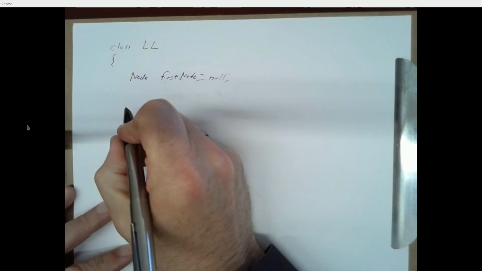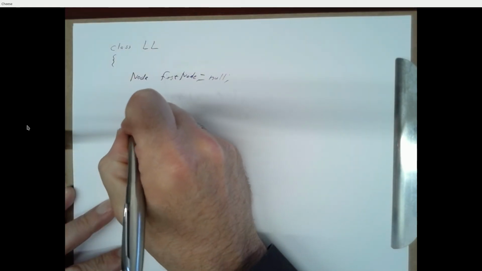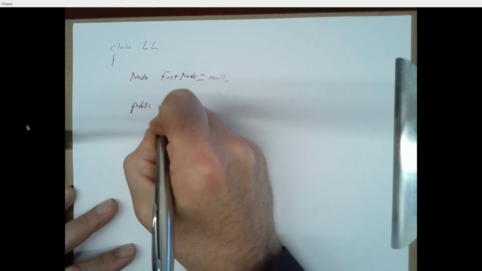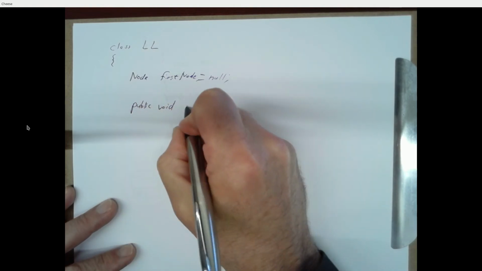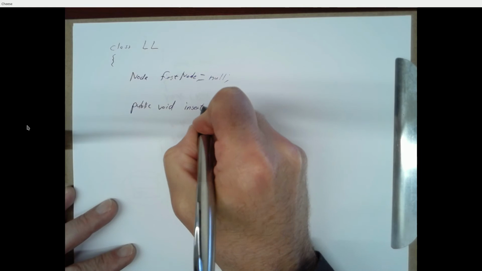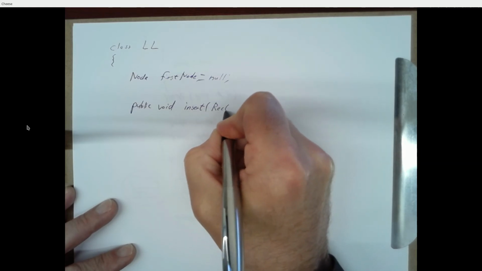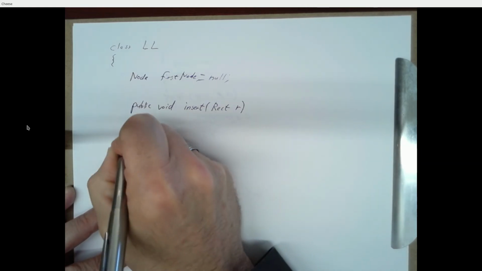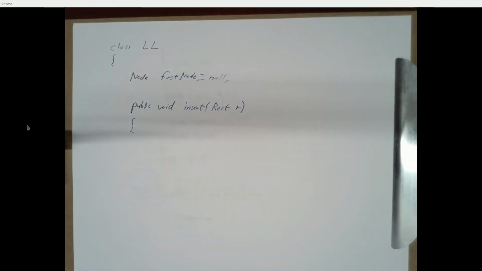Okay, so let's make an add method. Let's make an insert. And let's insert a rectangle into this list. And let's insert at the beginning of the list. So we'll always squeeze something into the very start of the list. So this will come out like a stack. The last thing that you insert will be the first thing in the list.